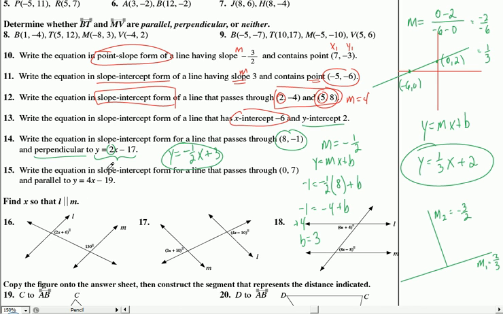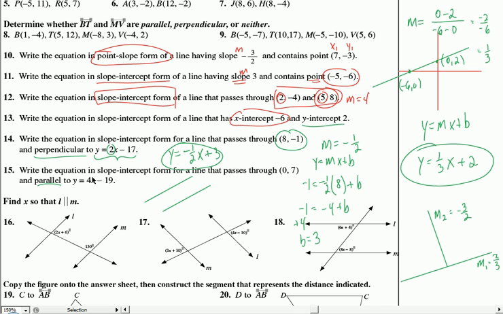Just for the sake of time, I'm not going to do 15, but this says it passes through this point and it's parallel to this. So the slope would still be 4, that's right. Okay, because remember, if two lines are parallel to each other, they have the exact same slope, don't they? So you wouldn't change that slope. The only time you change the slope is if it says it's perpendicular, right? It's really not that hard, is it?